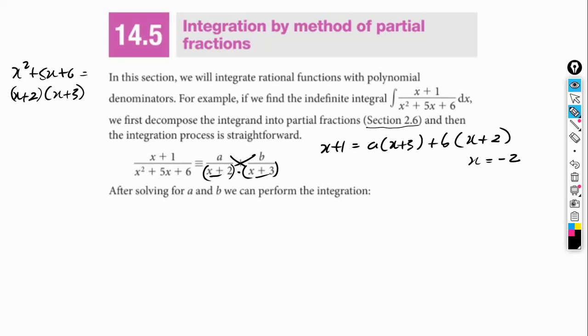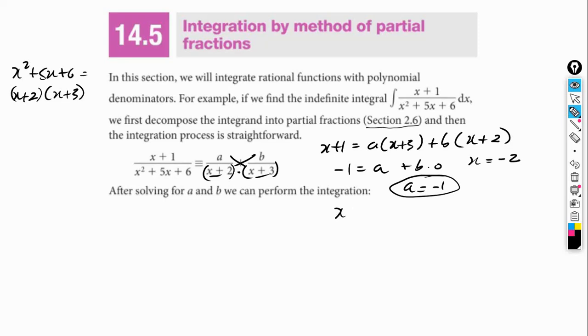So let's plug in -2 for x, and we're going to get -1 is equal to a plus b times 0, right? I'm just plugging in the -2 for x. So that means that a is equal to -1. So we found a. Now we're going to solve for b.